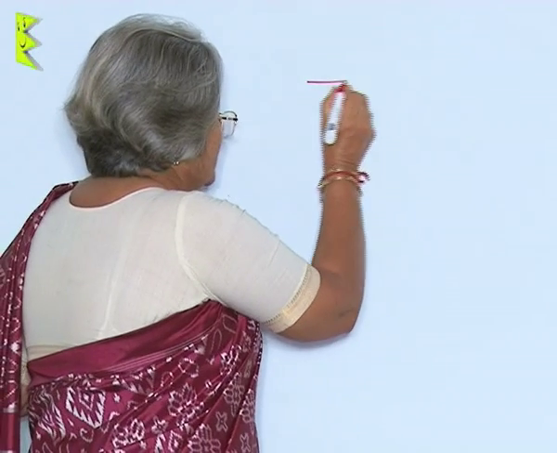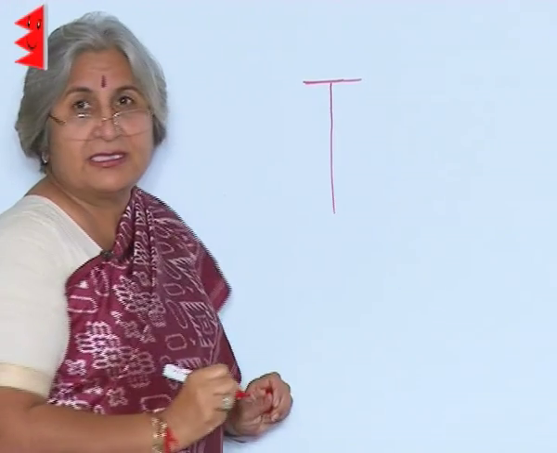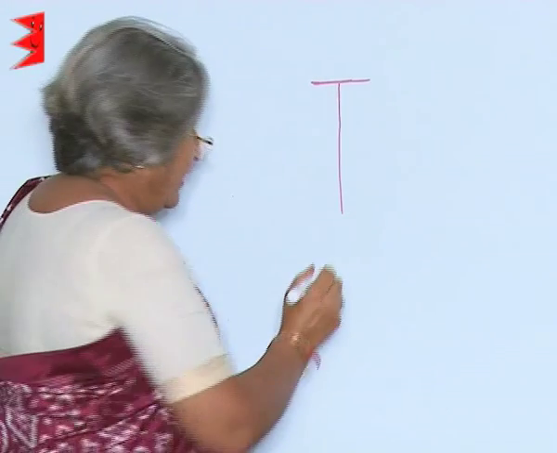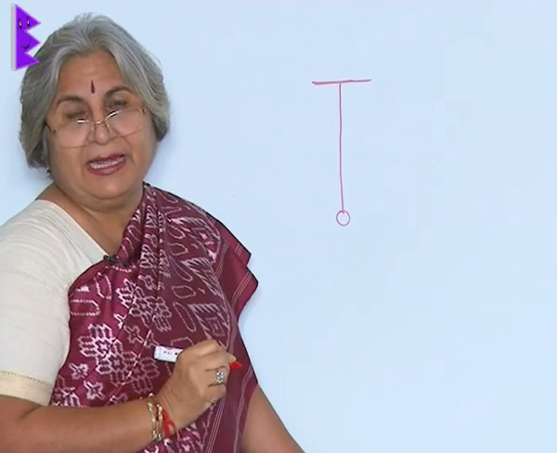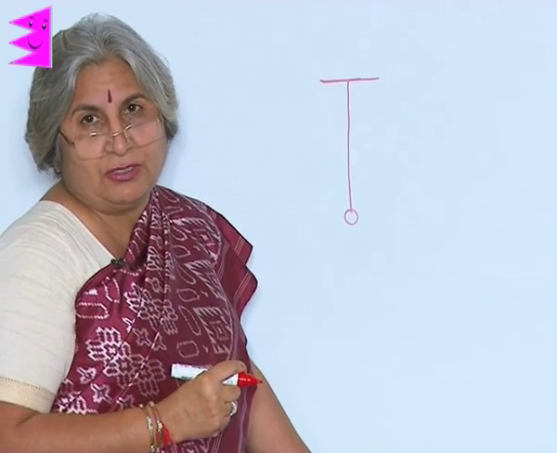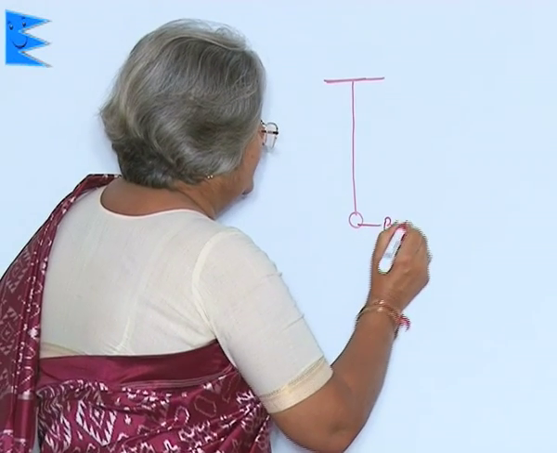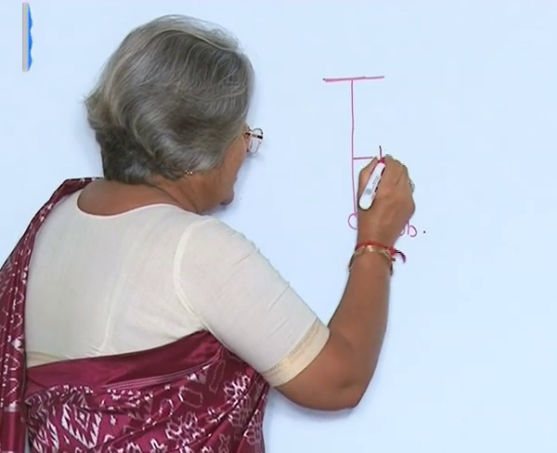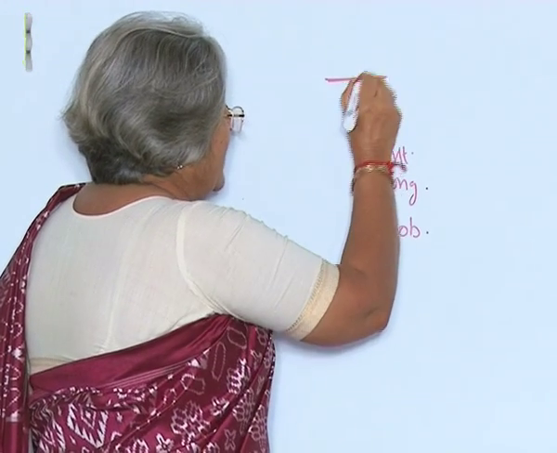And a pendulum is, there is a firm base to which a stiff thread is hanging, and at the end is a ball tied down, or there can be a small stone also. This metallic ball is called a bob. The string can be about 1 meter long, and this is the base.